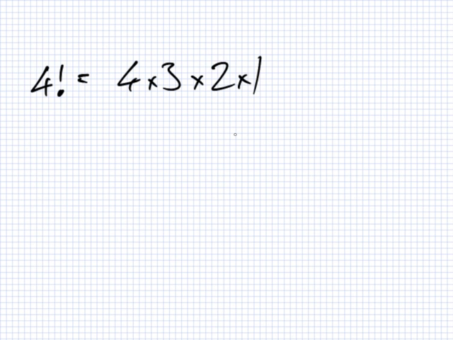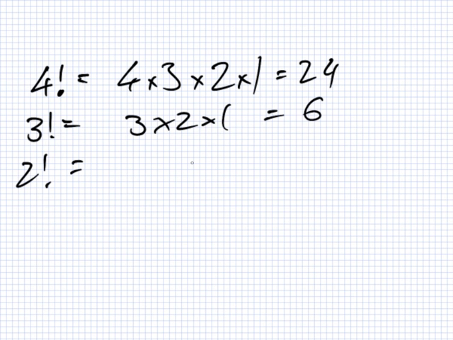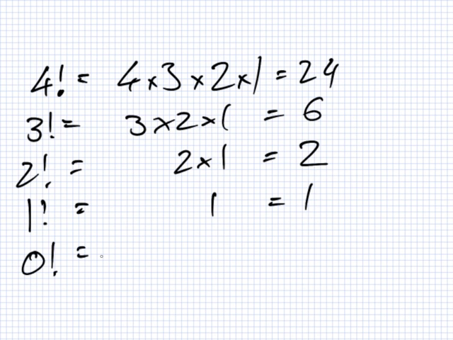This symbol here is called factorial. Some people have seen this before. So if I do 4 factorial, it means I want to calculate this. This is 24, isn't it? 3 factorial is this. 2 factorial is 2. 1 factorial is 1. And 0 factorial is 1. Strangely. So these factorials, we need them for the next piece.